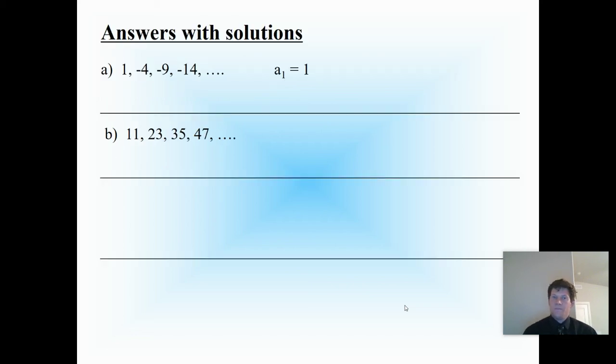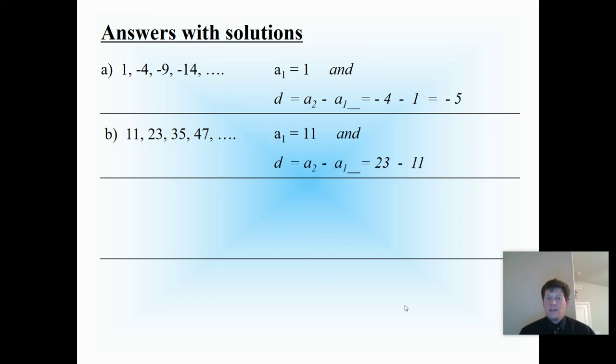For the first one, first term right away, you should be able to see it's just 1. And then if you subtract them, you'll see that the common difference is -5. And we are subtracting 5 every time. So there's our answers for the first one. Answers for the second one, first term is 11. Subtracting them, you'll see you get 12. And we are adding 12 every time. So our common difference is +12.